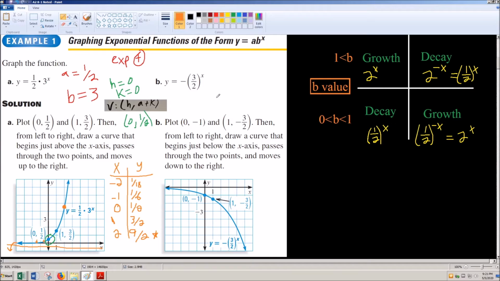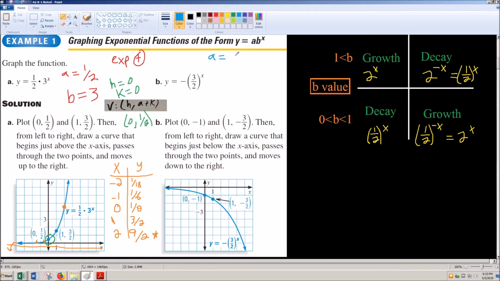For the one on the right here I have a negative a value. Since I see this negative out in front, this b value is never going to be negative. So the b value is either between 0 and 1 or greater than 1. If my b value is 1, then it doesn't really do much. It's just 1 to the power, and it just ends up being a constant. It doesn't change anything. So when we're looking at these things, let's use blue here.